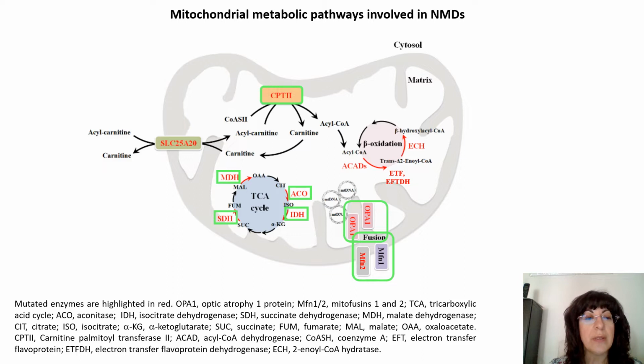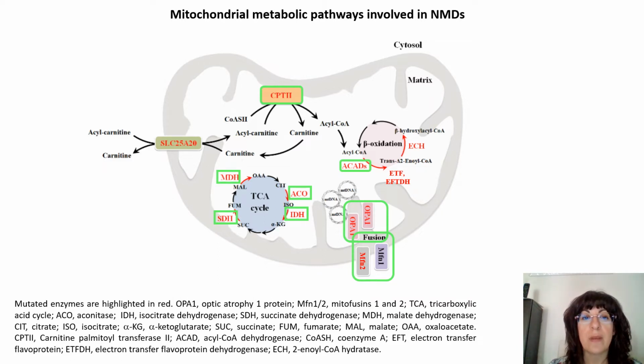The carnitine palmitoyltransferase 2 is an enzyme involved in the activation step of fatty acids before their beta oxidation. Mutations found in this gene are responsible for carnitine palmitoyltransferase 2 deficiency with different associated phenotypes, which depends on the residual activity of this protein. This affects beta oxidation with decreased energy production.